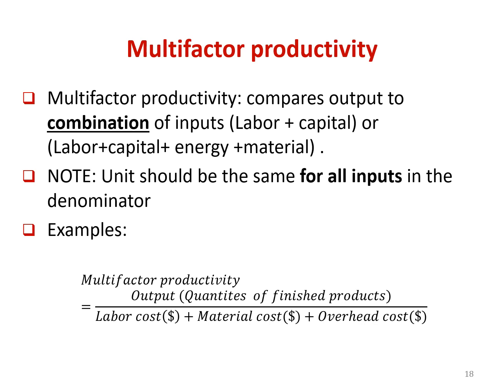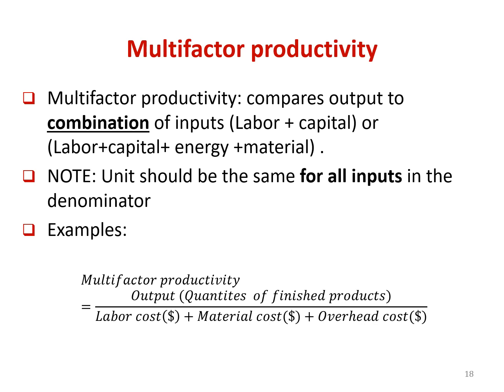Next is multi-factor productivity. Multi-factor productivity compares output to a combination of inputs. So it is not just one input resource that we are considering; we consider multiple resources. For example, it can be the combination of labor and capital, or the combination of labor, capital, energy and material.